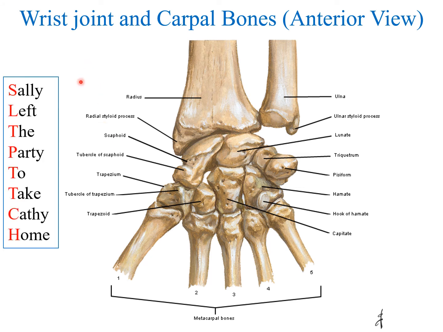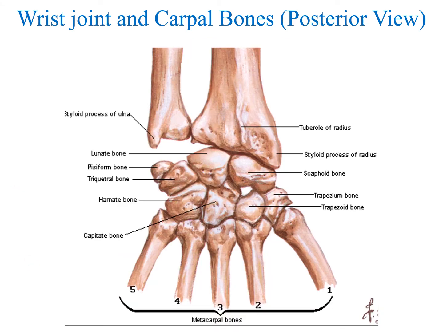So this is just an easy way to remember these bones: Sally left the party to take Kathy home. So, scaphoid, lunate, triquetrum, pisiform, trapezium, trapezoid, capitate, and hamate. This is the posterior view showing the same bones: scaphoid, lunate, triquetrum, pisiform, trapezium, trapezoid, capitate, and hamate.